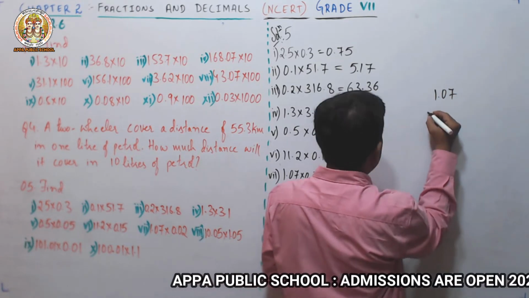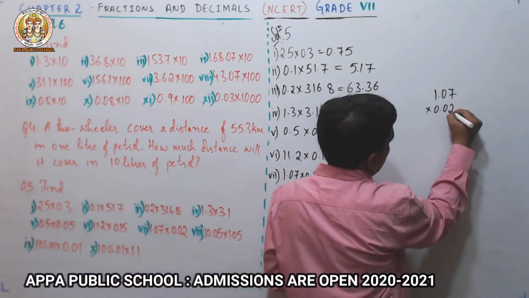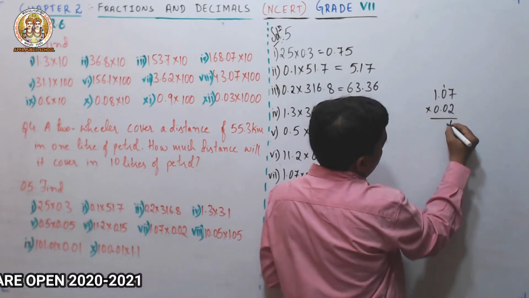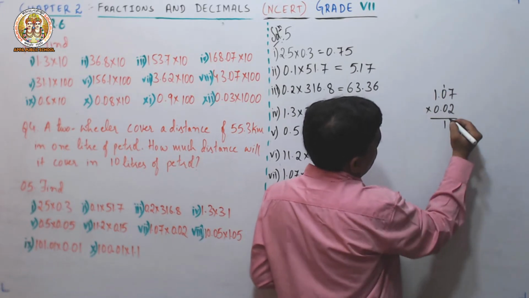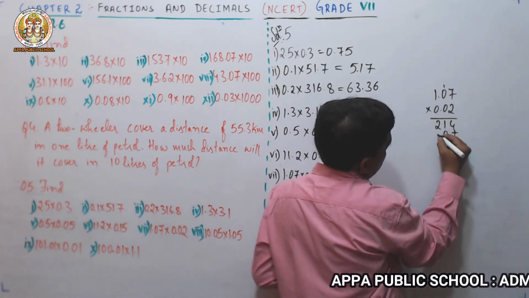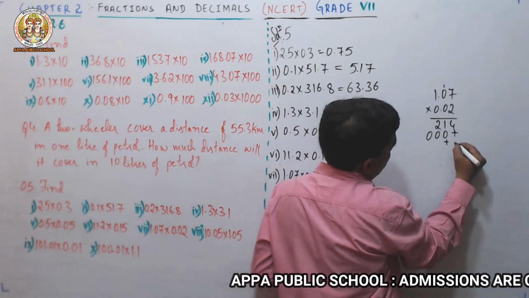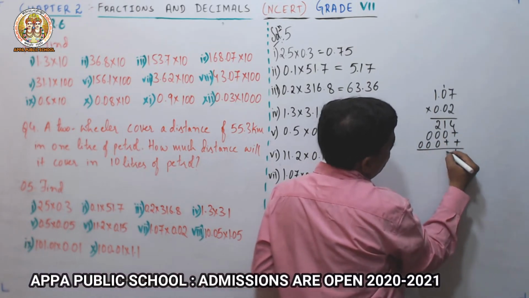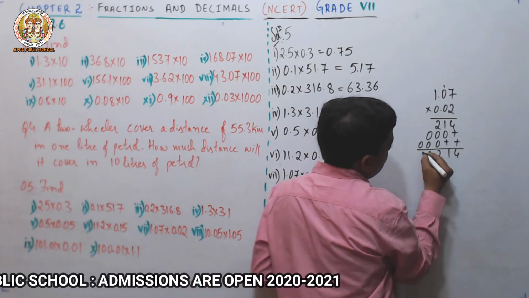Let us see here. 1.07 into 0.02. 7 twos are 14, carry 1. 2 zeros are 0, plus 1, as it is. 2 ones are 2. Plus 7 zeros are 0, 0 zeros are 0, 1 zeros are 0. Now once again 3 zeros: 1, 2, 3. 4, 1, 2, 0, 0.